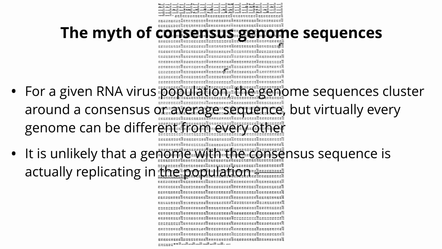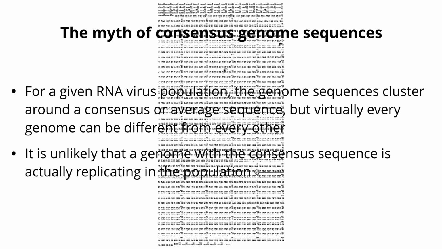So for every virus population, the genomes cluster around a consensus or an average sequence. And we don't know if that sequence is actually in the population. So that is really key to understand. It's a little confusing, but again, next time you look at a sequence, you'll look at it differently. That's not exactly what's out there.